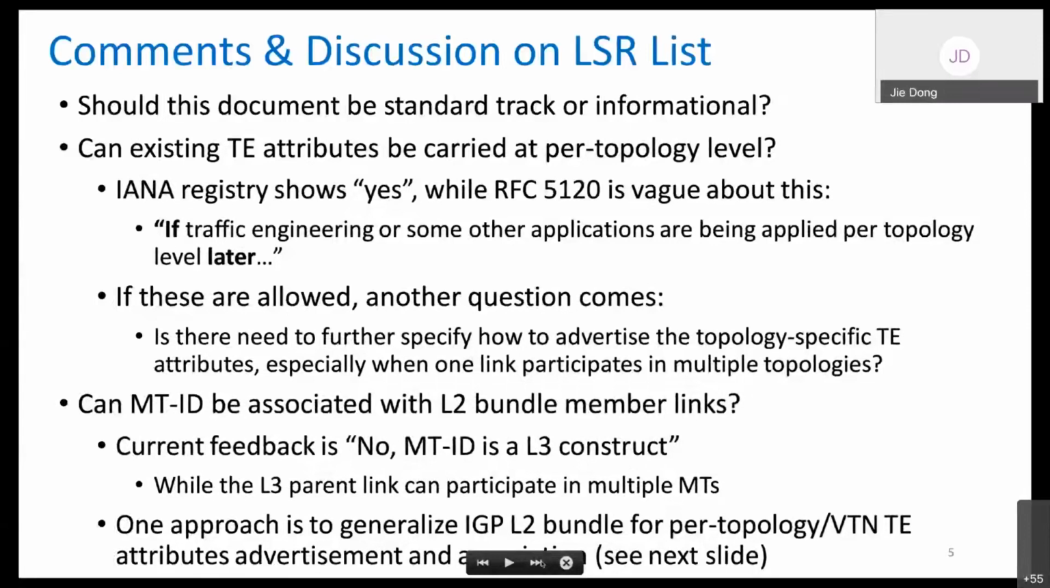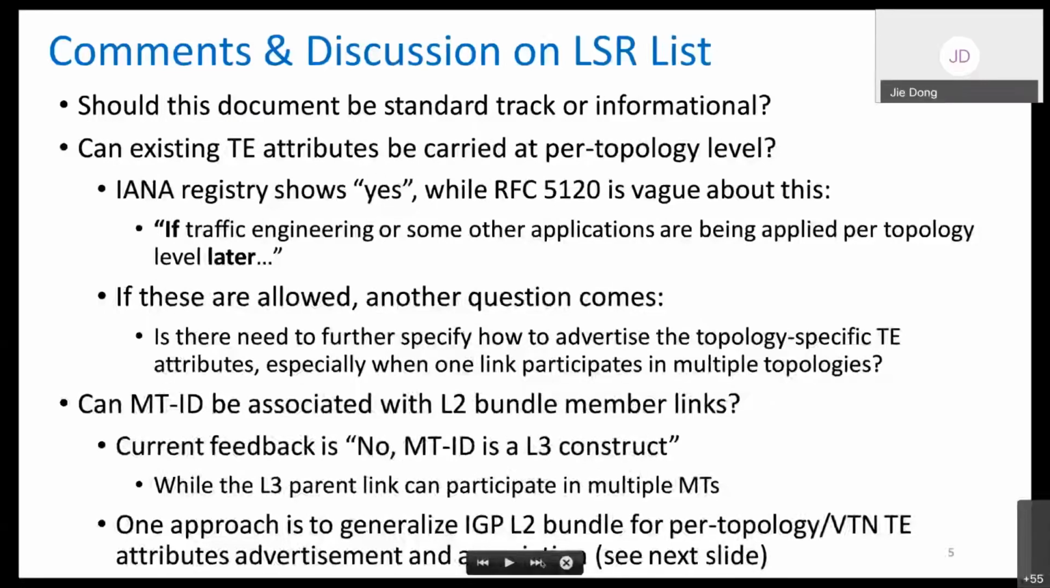Then if they are allowed, another question comes, like I just mentioned in the previous slide: we need to further specify how to advertise the topology specific TE attributes, especially when one link participates in multiple topologies. This is something maybe not covered in the existing RFCs, and maybe for some specific TE attributes, we need to specify how to split them for different topologies, and for some other key attributes, maybe the attributes for the physical link should be shared or reused by the topology attributes.